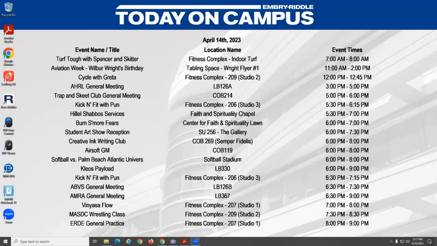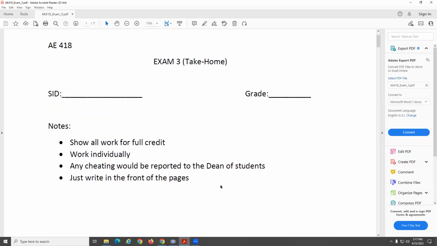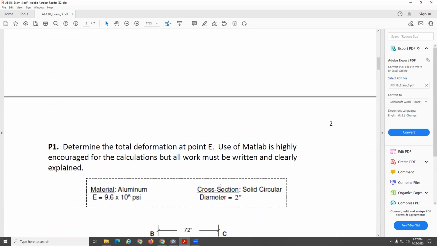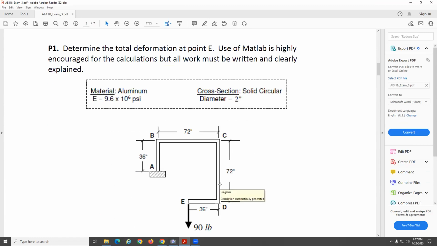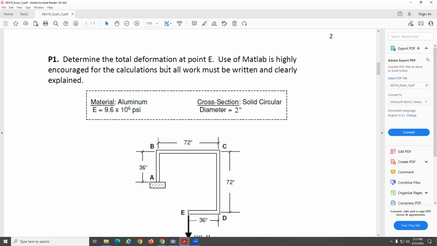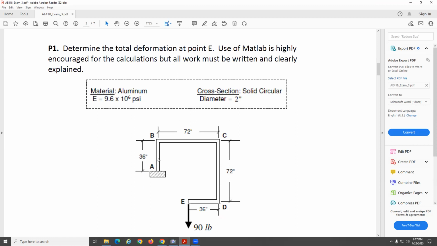So now, before we start today's lecture, this is exam 3, so let's go through it very quickly to know if you have any questions. So this problem, when you look at it: determine the total deformation at point E. So basically, what do you need to do over here? You need to find what type of loads can be applied on this beam. Some elements are going to be subjected to axial loads and bending, no? So the total strain energy is going to contain what? In-plane and bending, no? Okay. So basically you need to do all this stuff here.